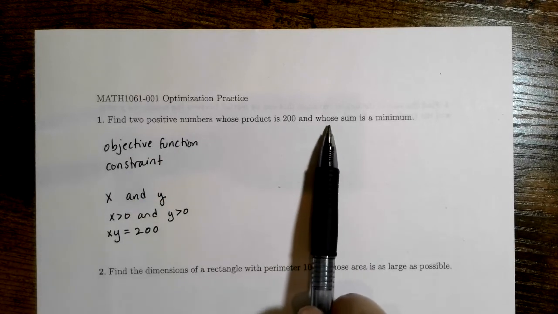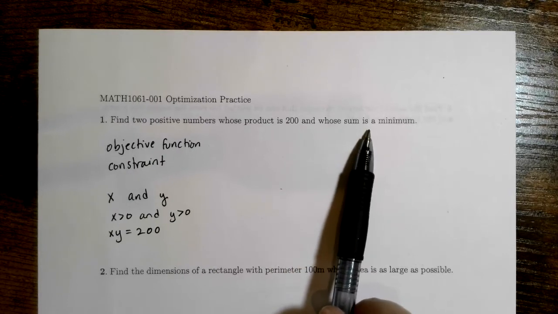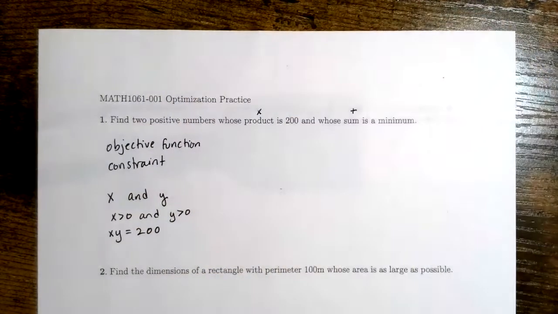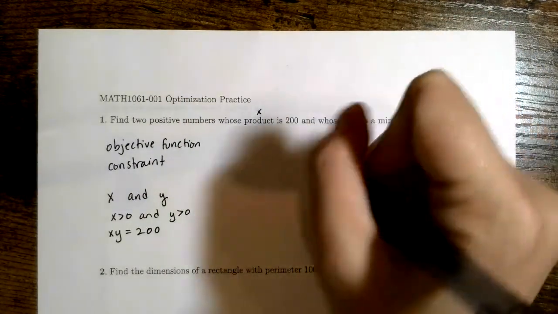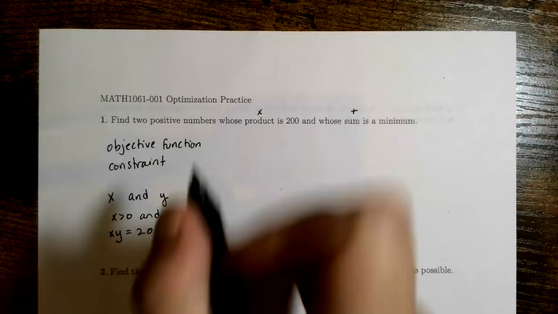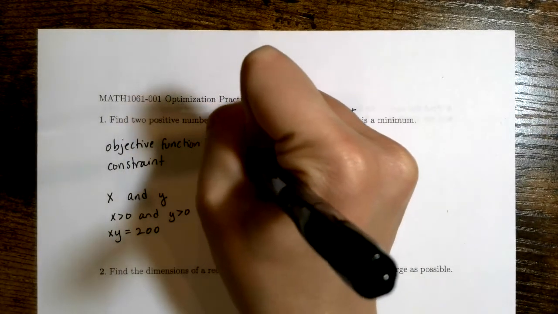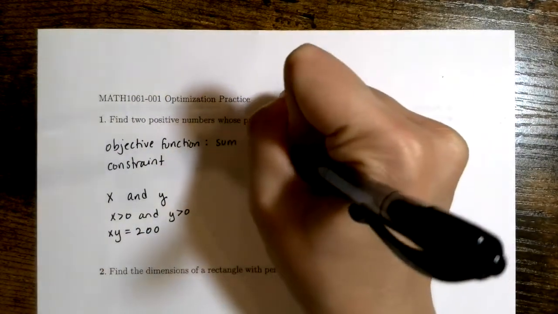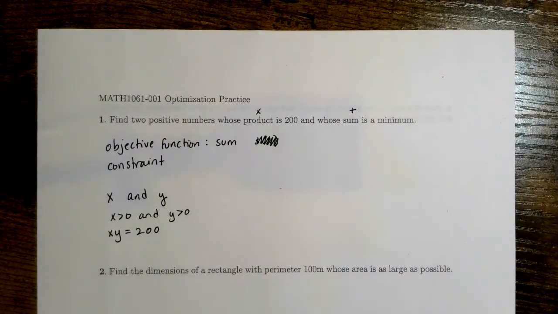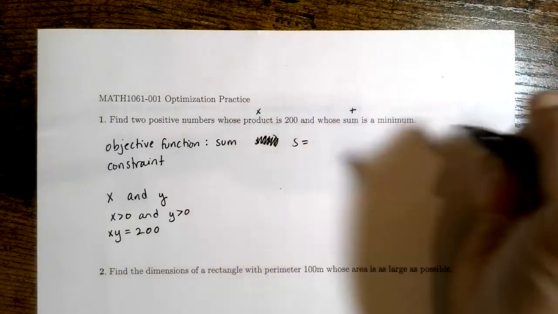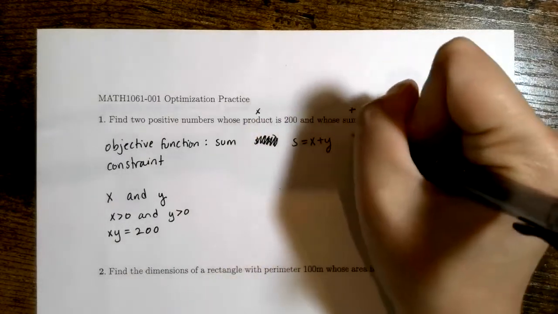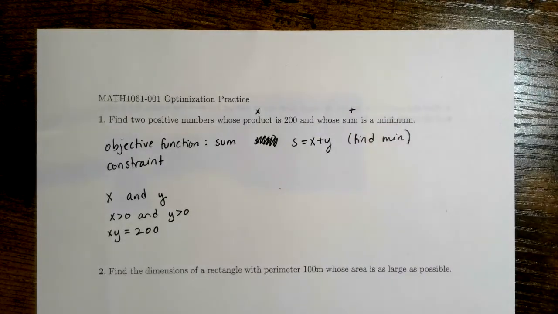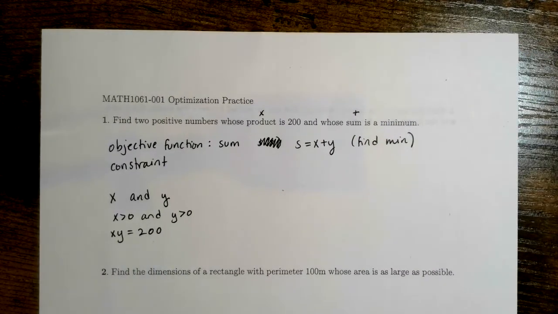And they want to find the minimum sum of those two numbers. Sum is adding, product is times, sum is plus. So we want to find the minimum sum. That's going to be the objective function. I'll call it s of x to be the sum function, or actually, why don't I just call it s for now, because it's going to be a function of x and y. So we'll say s equals x plus y, and we want to find the minimum of this. So xy equals 200. This is the constraint.